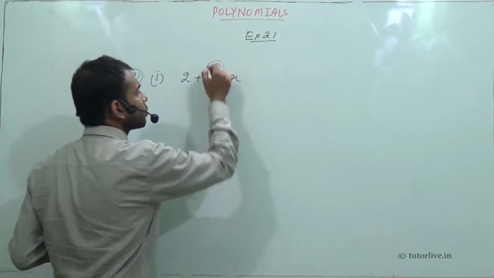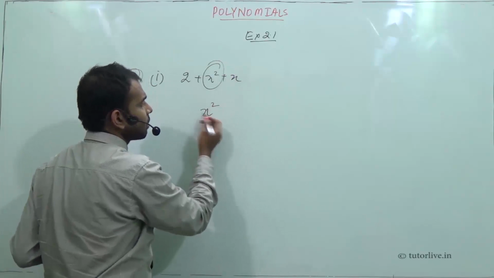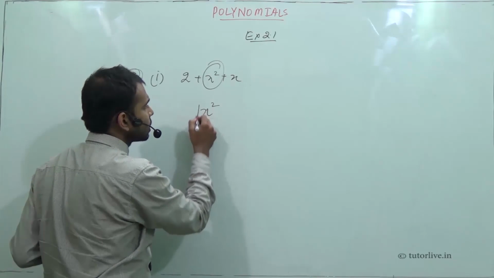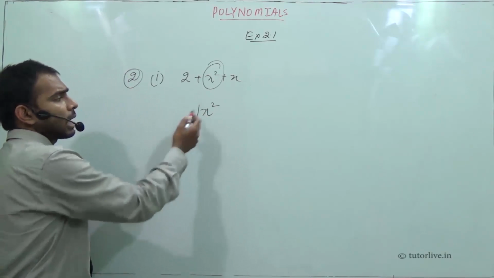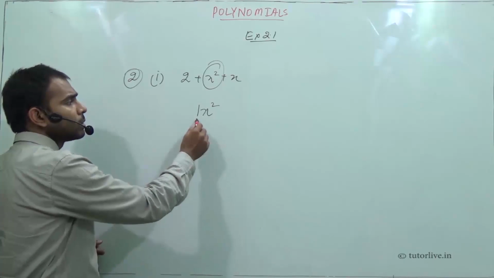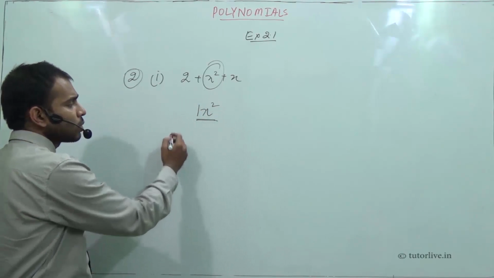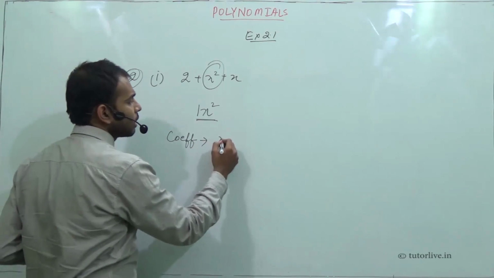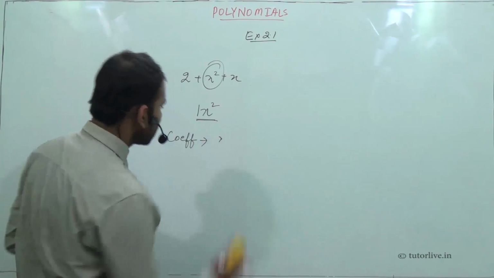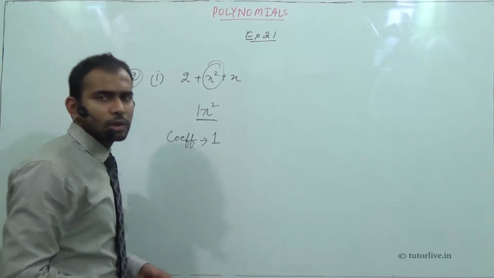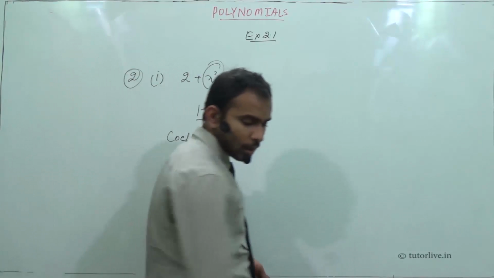Where's x square? X square is here. Nothing is written before x square. So what is the coefficient? It's 1 there. It cannot be 0, because if 0 is multiplied to x square, the whole term will be 0. But x square is there, therefore that's 1. So the coefficient of x square here is 1. I haven't written the full word coefficient, just mind that.